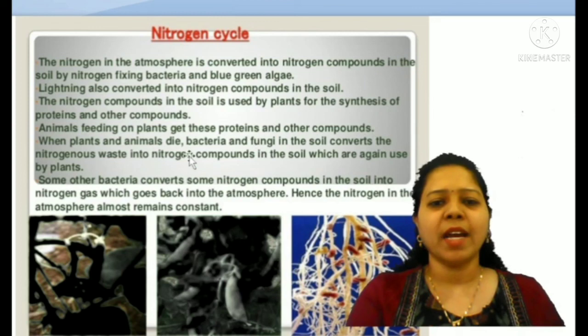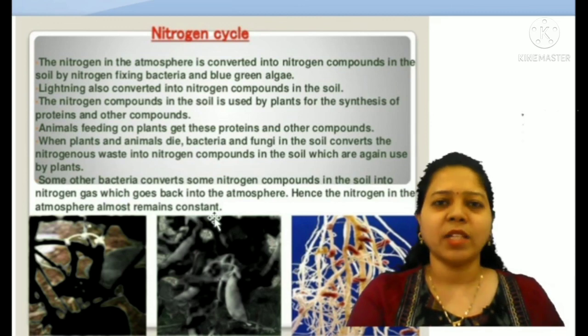When plants and animals die, bacteria and fungi in the soil convert the nitrogenous waste into nitrogen compounds in the soil, which are again used by plants. Some other bacteria convert some nitrogen compounds in the soil into nitrogen gas, which goes back into the atmosphere. Hence, the nitrogen in the atmosphere almost remains constant. That's why the nitrogen remains constant in the atmosphere.